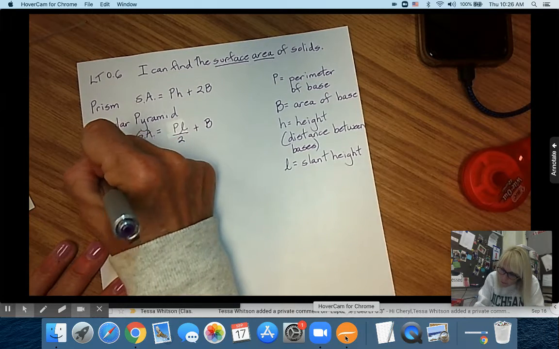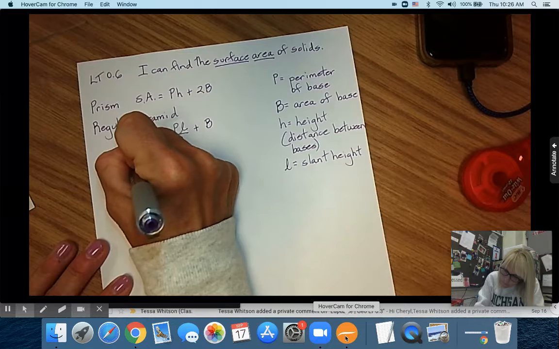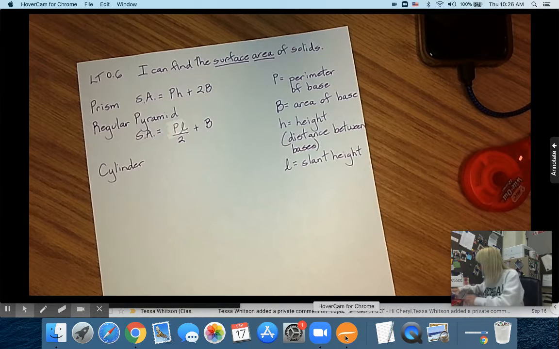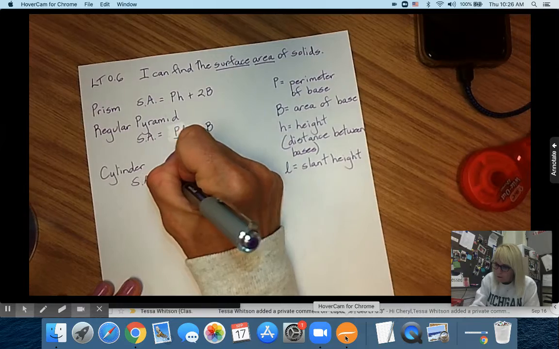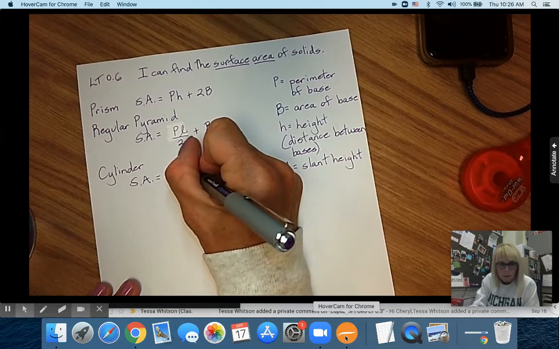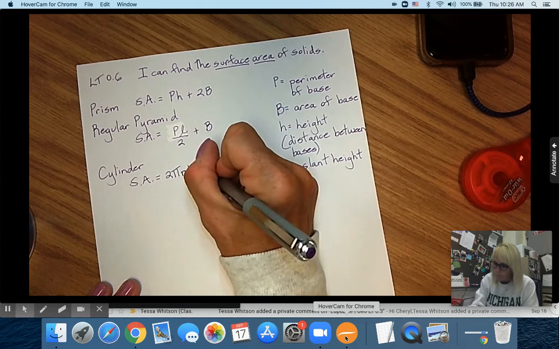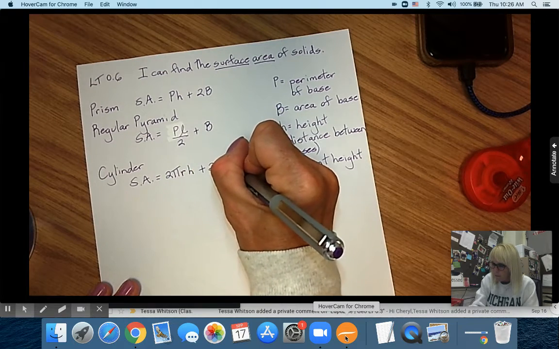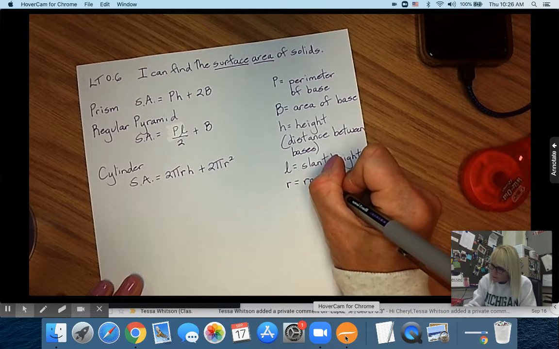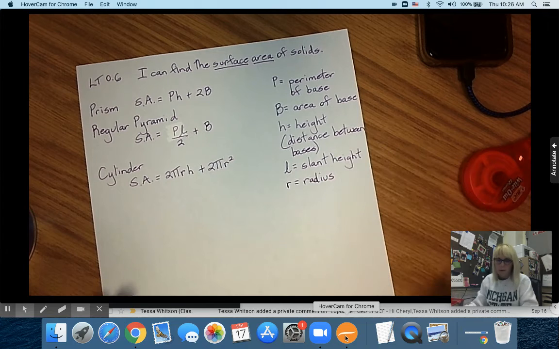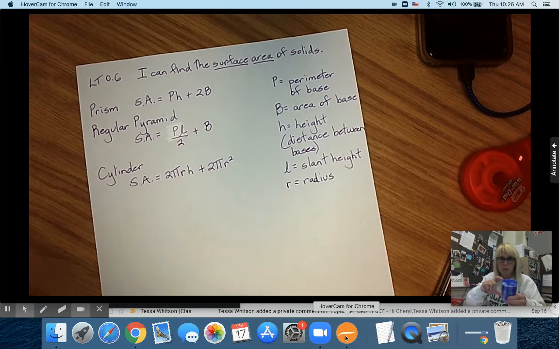A cylinder. Remember what a cylinder looks like now. Here's a cylinder. For a cylinder, the surface area is 2 times pi times the radius times the height plus 2 pi times the radius squared. So r is radius. We already know h. H is the distance between the bases. And then you'll be given the radius of the circular bases.